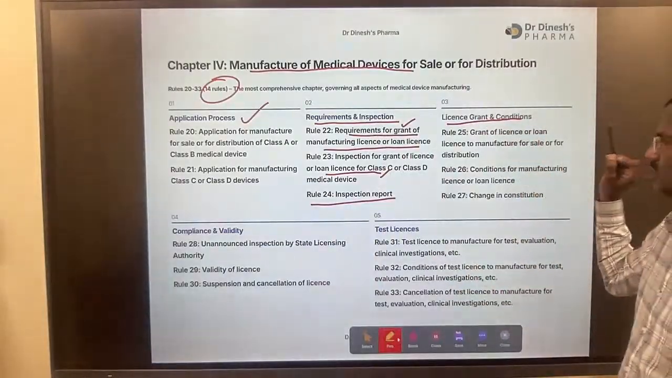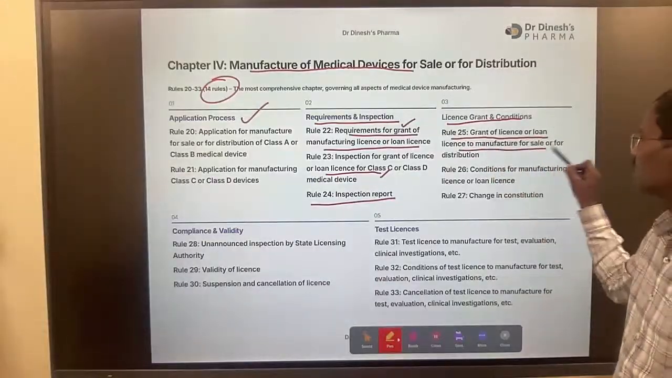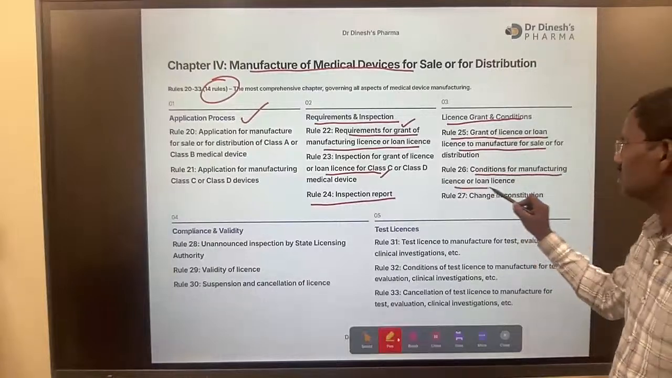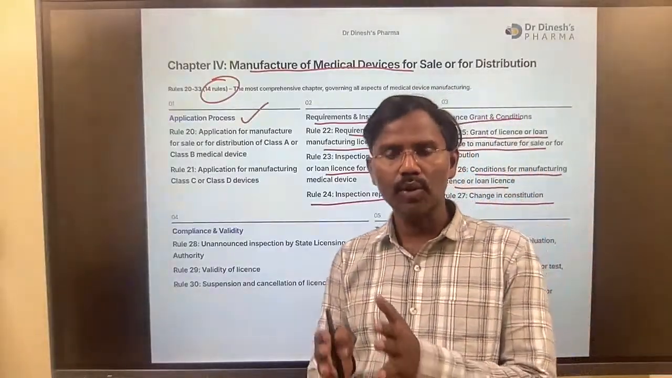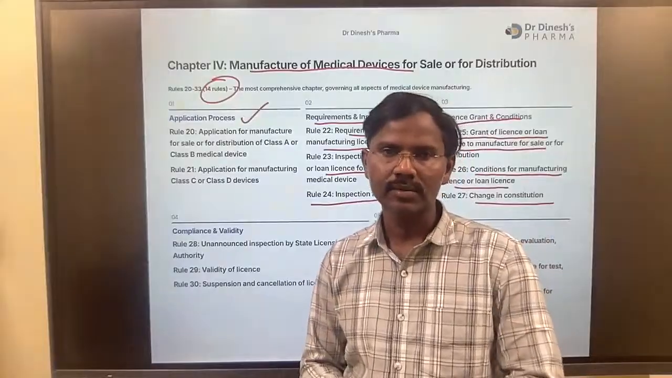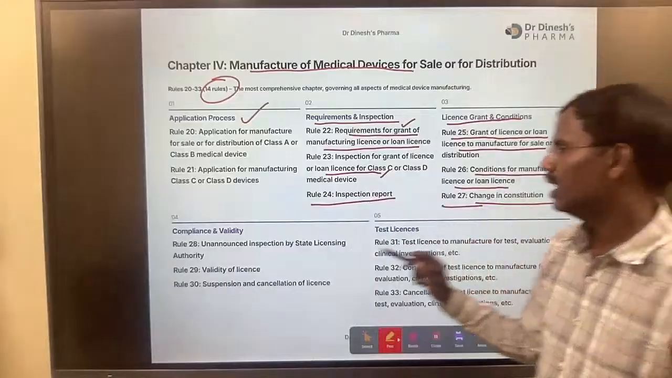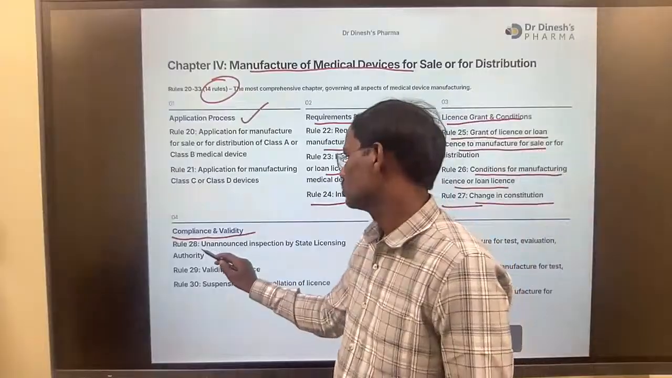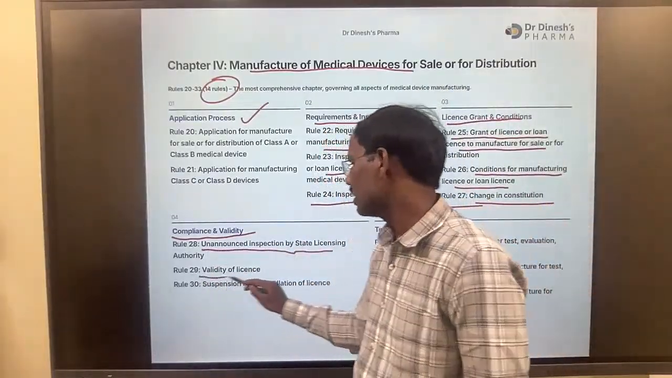License grant and conditions: what are the license grant conditions? Rule 25 talks about grant of license or loan license to manufacture for sale or distribution, and 26 talks about conditions for manufacturing loan license. Then 27, change in any constitution. If anything changes about the employees, the place, or the manufacturing procedures, you have to intimate. Then rule 28 talks about compliance and validity: unannounced inspection by state licensing authority, and rule 29, validity of license.